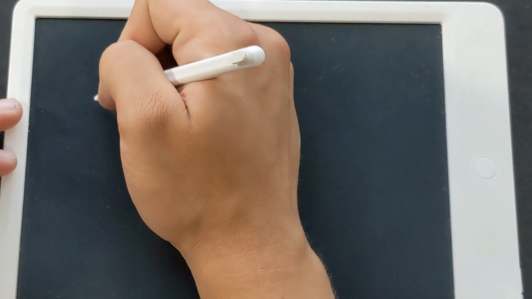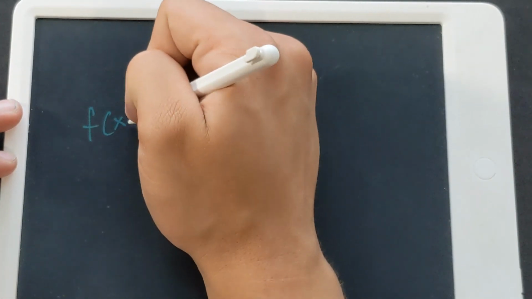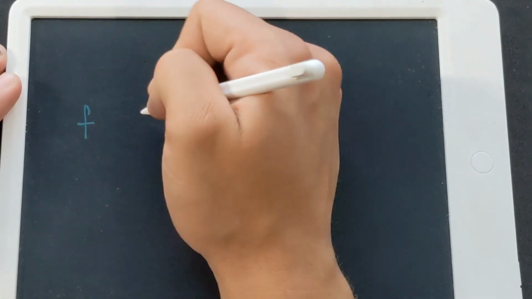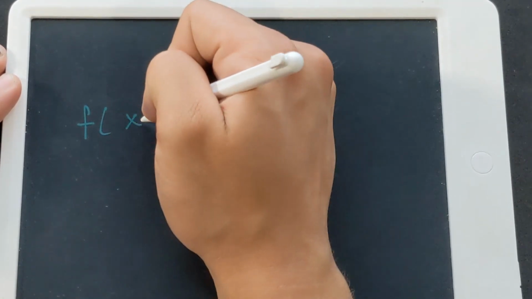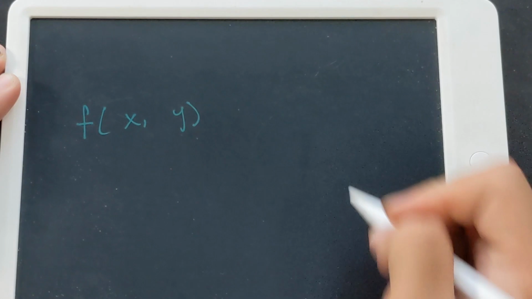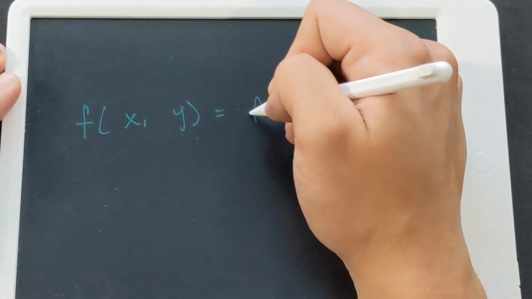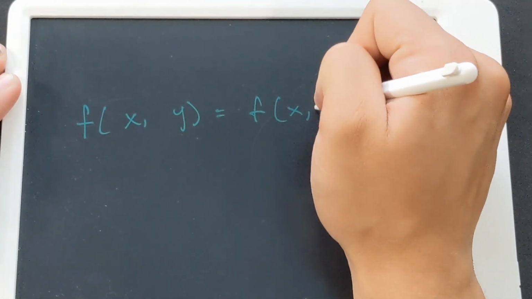The test for homogeneity is as follows. If I have a function f of, and this is the general sense, okay? This is for any function, not just differential equations, but we'll show you the differential equations case in just a moment. So let's say I have any function f of x comma y, and right now we're just saying, yep, it's equal to f of x and y.